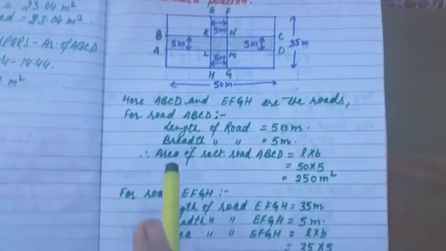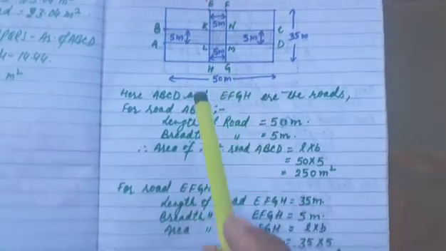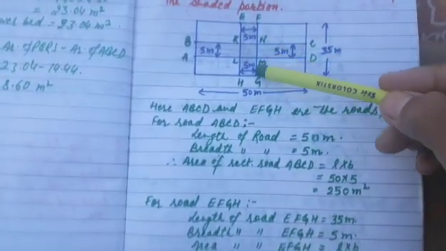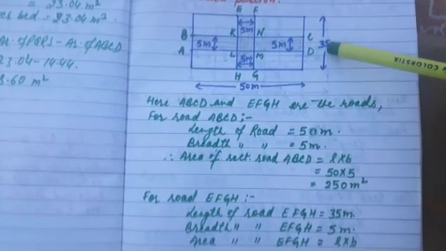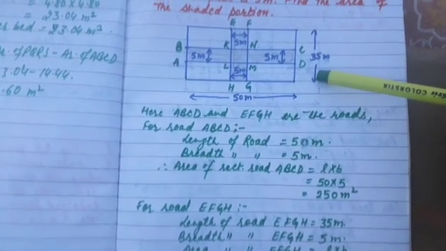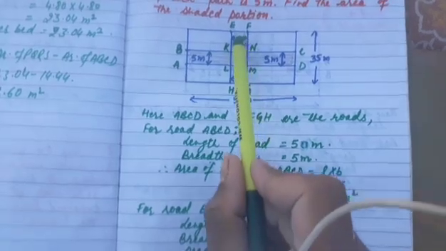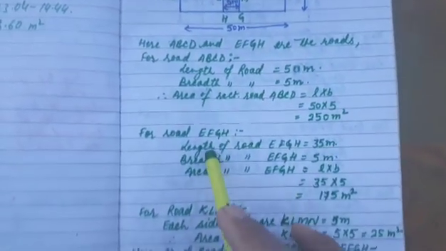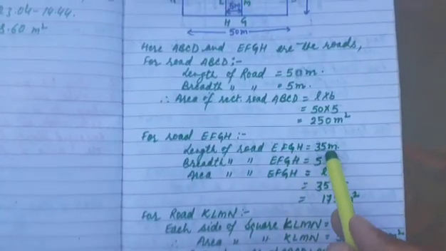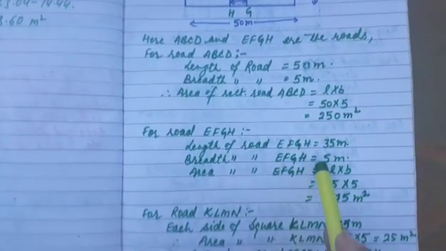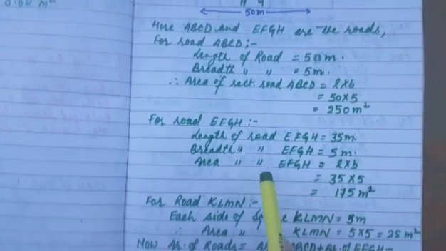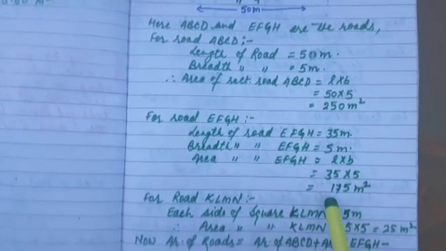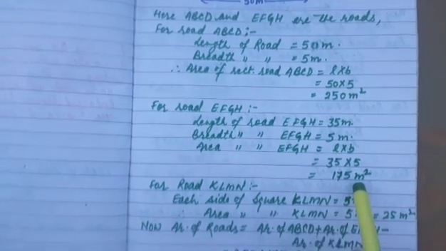Now the area of the second road, that is EFGH. What is its length? The length of this road becomes the breadth of this field. And what is the width of this road? That is 5 meter. So the length of road EFGH is equal to 35 meter. Breadth is 5 meter. Therefore the area of this road is equal to length into breadth, which is equal to 175 meter square.